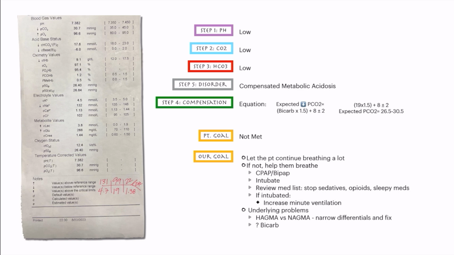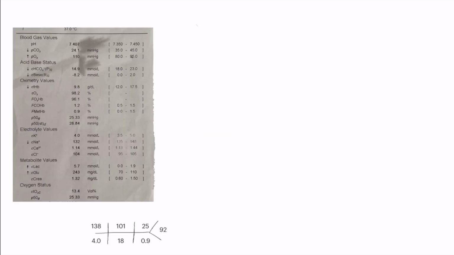If they're already intubated and on a ventilator, you need to look at increasing your minute ventilation. And then you got to look at the underlying problems. Do you have a high or normal anion gap? You may need to do a delta gap if you think you have both. You need to investigate what's causing that and fix that problem. And if you have a normal anion gap, you may be looking at whether or not you need to give this patient some bicarb. Okay, next strip.